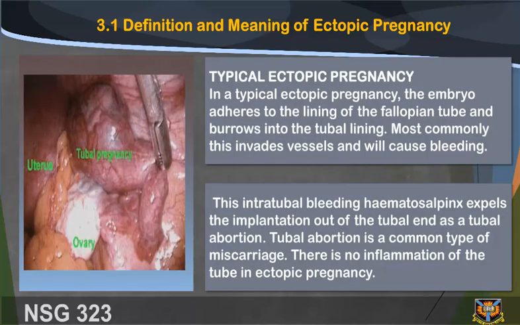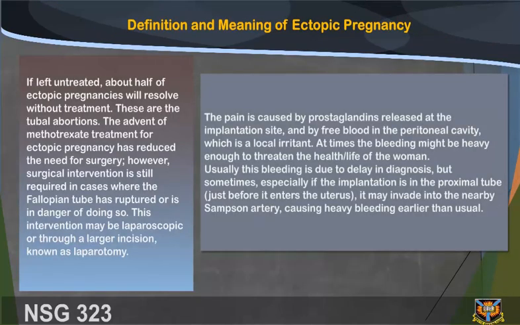Typical ectopic pregnancy. In a typical ectopic pregnancy, the embryo adheres to the lining of the fallopian tube and burrows into the tubal lining. Most commonly, this invades vessels and will cause bleeding. This intratubal bleeding, hematosalpinx, expels the implantation out of the tubal end as a tubal abortion. Tubal abortion is a common type of miscarriage. There is no inflammation of the tube in ectopic pregnancy. If left untreated, about half of ectopic pregnancies will resolve without treatment. These are the tubal abortions.